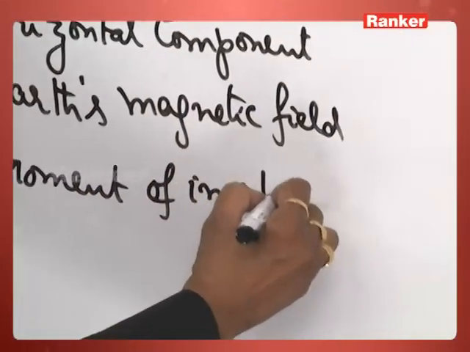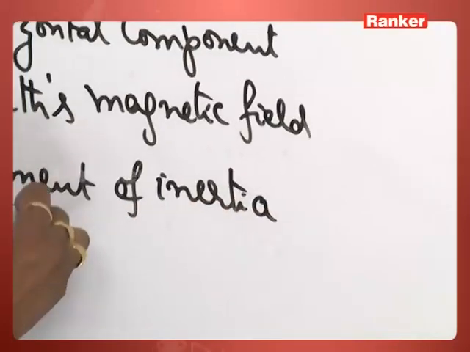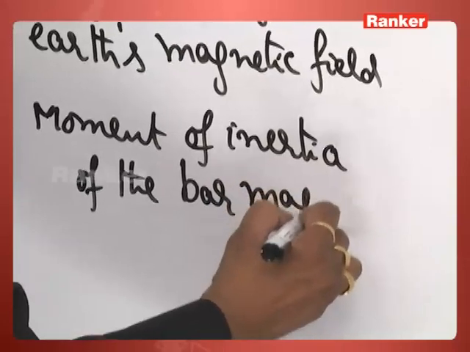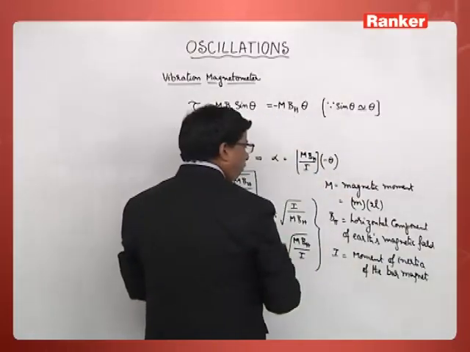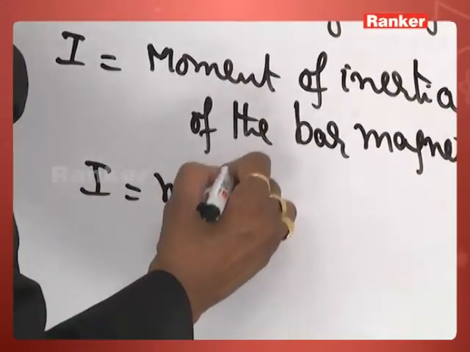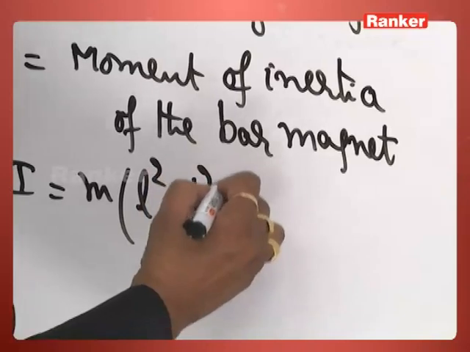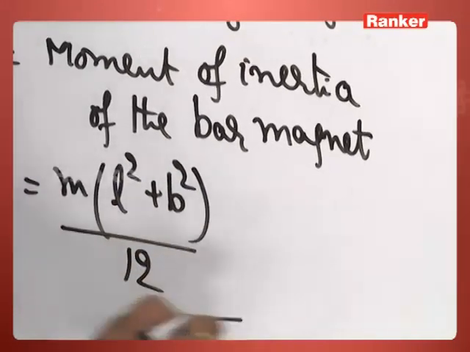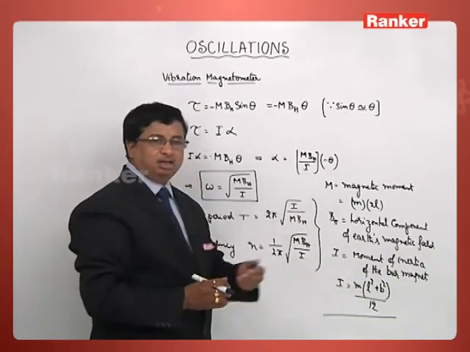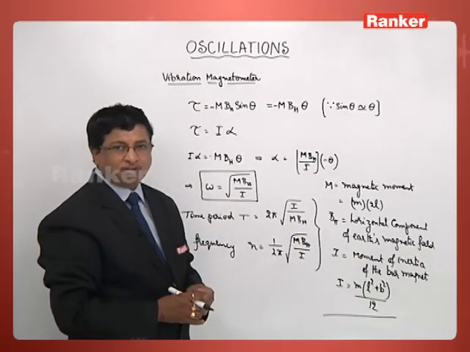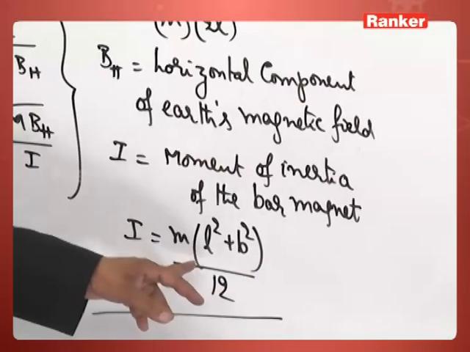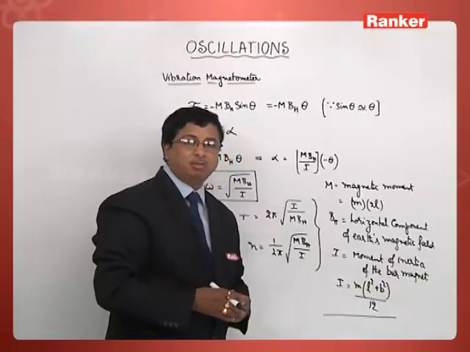Moment of inertia of the magnet. The bar magnet, what is being used there. What is the basic equation for moment of inertia? It is M into L square plus B square by 12. But one should understand generally in the case of a bar magnet, breadth will be negligible when comparing to the length part of it. If they say the breadth is negligibly small, then we can rewrite the same equation as ml square by 12.